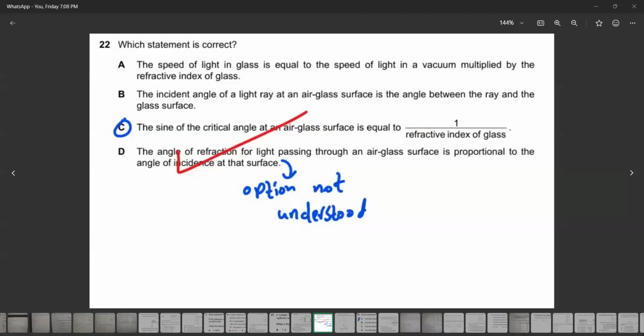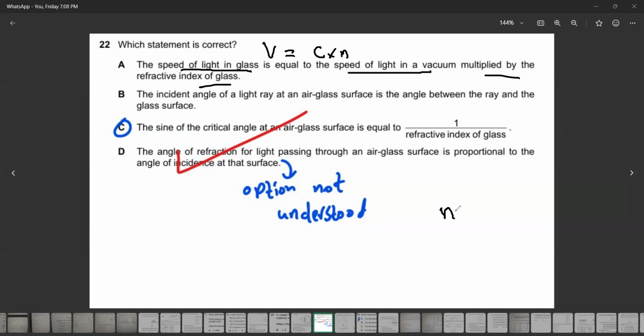And they're saying the speed of light in glass, because speed of light in a medium v is equal to speed of light in vacuum, which is c, multiplied by refractive index, which is n. Is this formula correct? So we will check.